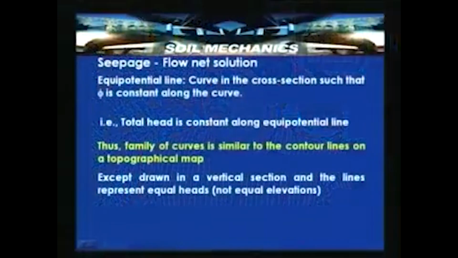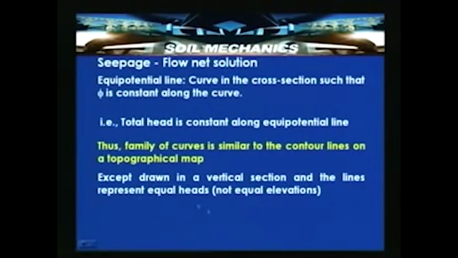Thus, the family of curves is similar to the contour lines on topography. If you compare these potential lines, these families of curves, they are analogous to contour lines in a topographical map, except that they are drawn in a vertical section and the lines represent equal heads, not equal elevations. In case of contour lines, they represent equal elevations and are drawn in a plan, but in the case of potential lines, they are drawn in a cross section and represent equal heads.